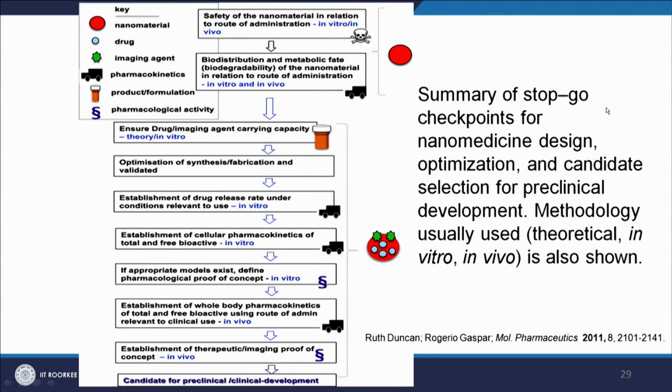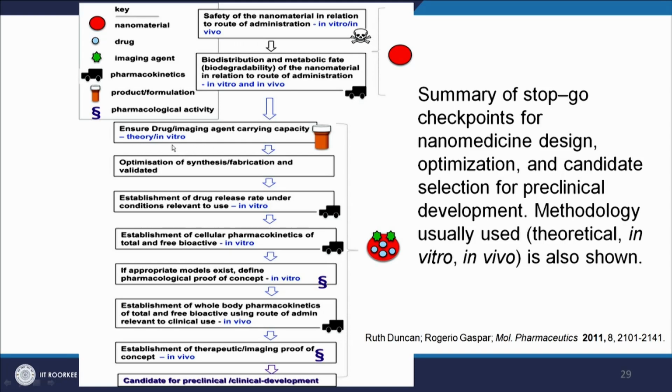So, let us see the summary of checkpoints for nanomedicine design and optimization. Before we take this nanomedicine for a clinical application, we have to cross all these steps. The first thing is we will be studying the safety of the nanomaterial in vitro and in vivo, and we will be studying the biodistribution in vitro and in vivo, and we have to make sure what the drug and imaging agent carrying capacity is.